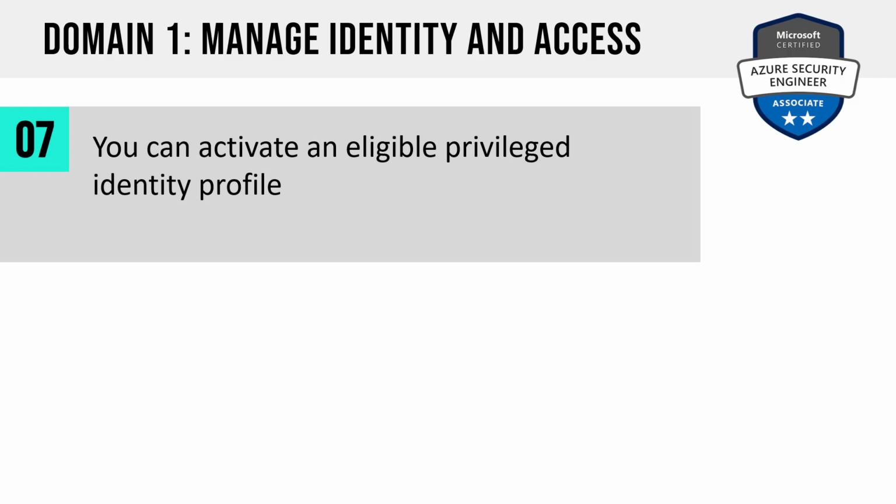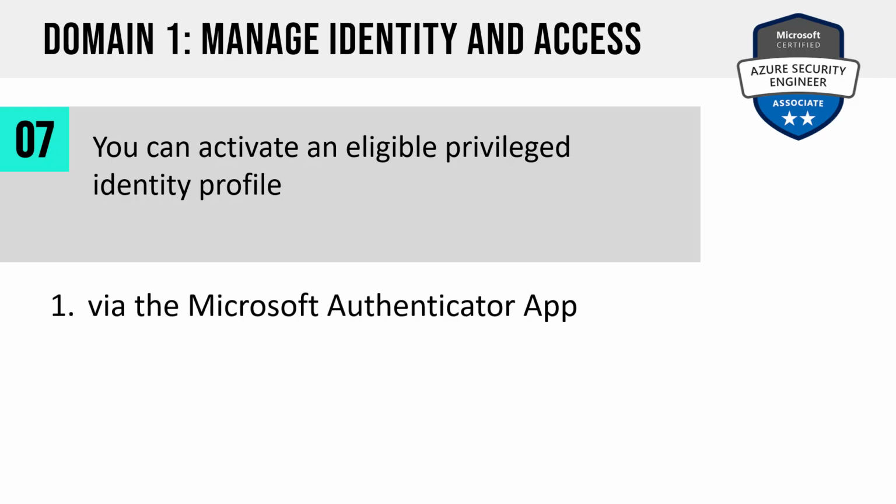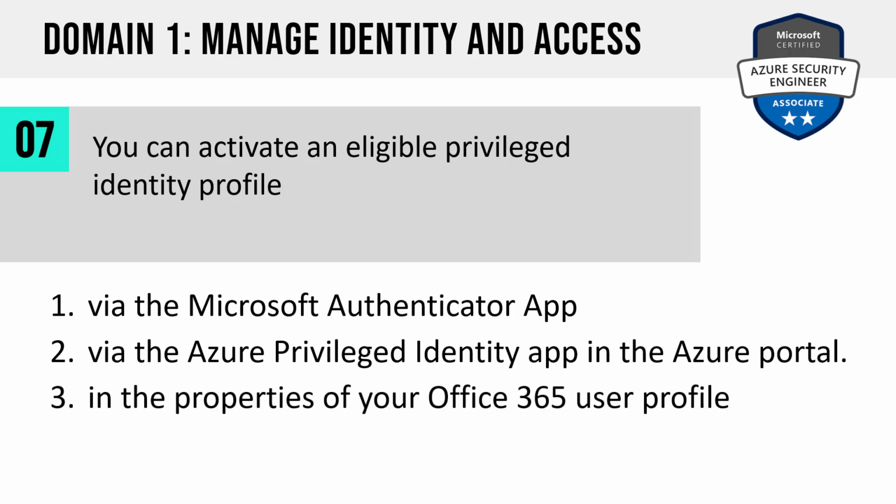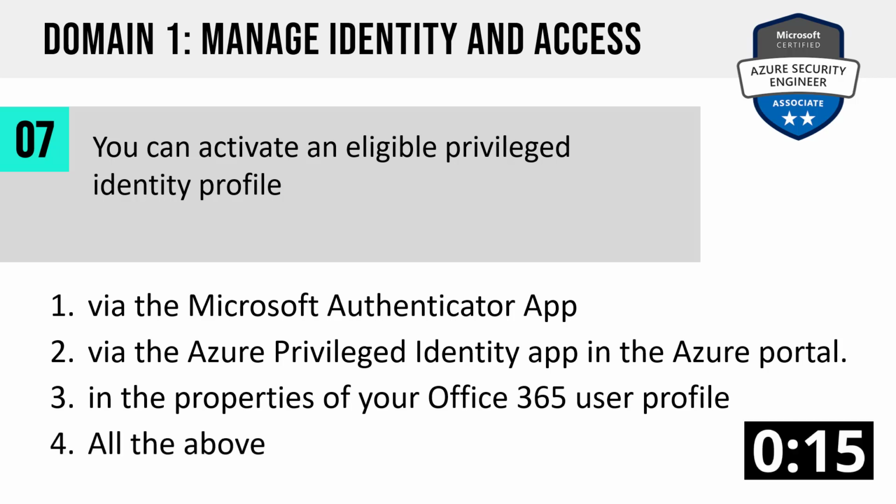Question 7. You can activate an eligible privileged identity profile via the Microsoft Authenticator app, via the Azure Privileged Identity app in the Azure portal, in the properties of your Office 365 profile, or all of the above.